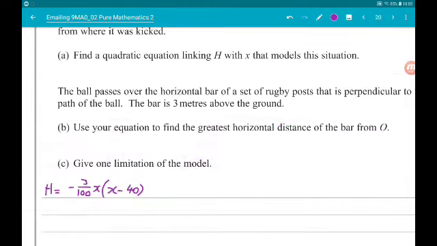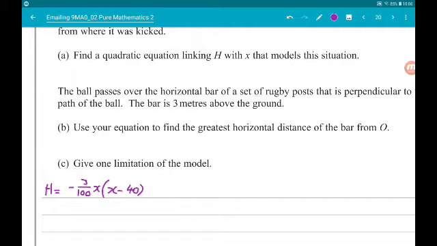Okay, then we're told the ball passes over the horizontal bar of a set of rugby posts that is perpendicular to the path of the ball. The bar is 3 meters above the ground. Use your equation to find the greatest horizontal distance of the bar from the origin.